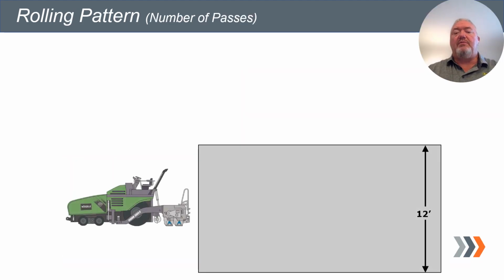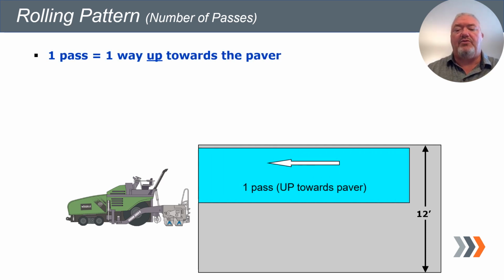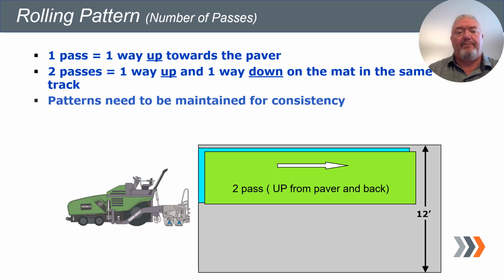Now when it comes to number of passes, this is my idea of a pass count. Anytime the roller is going in a direction, it is creating compaction and density. If it comes back in that same track slightly over a little bit, that's a second pass. So up and back is 2 passes. There are a lot of locations I go to that up and back is considered 1 pass. So just definitely be aware of that.